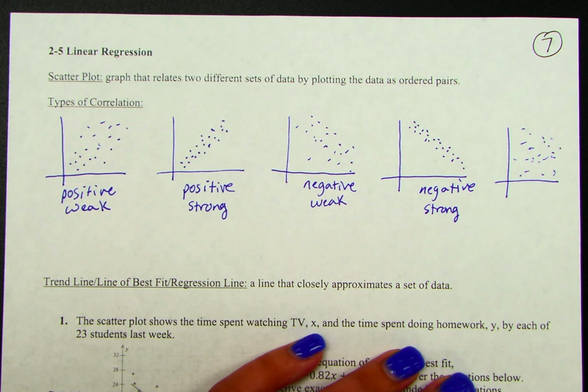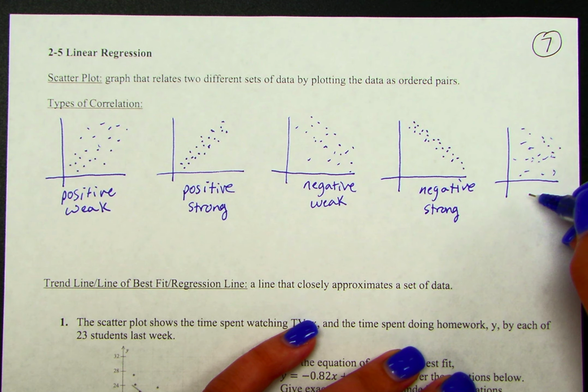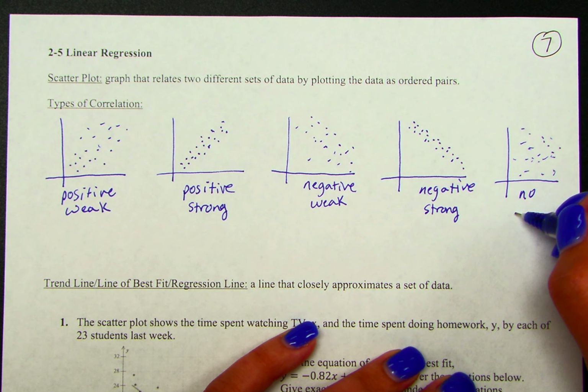And the last type of correlation that we could see is something that looks like this, where there doesn't seem to be any type of slope happening. So this one would be no correlation.